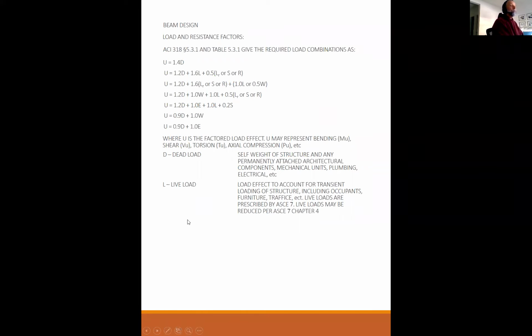Live load. Load effect to account for transient loading of structure, including occupants, furniture, traffic, etc. Live loads are prescribed by ASCE 7. Live loads may be reduced per ASCE 7 Chapter 4. So live loads are really beyond the scope of structural engineers making them up. It really takes a lot of statistical studies and a lot of historical evidence as to whether or not you have enough live load to design the structure properly.